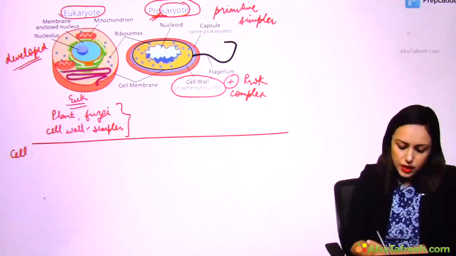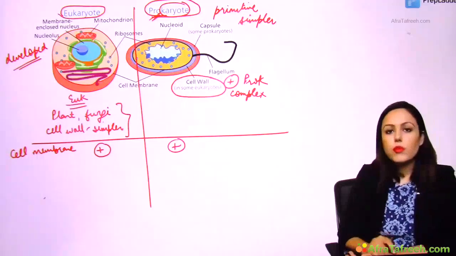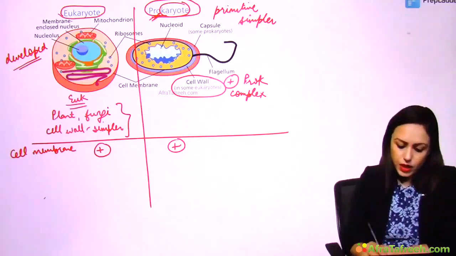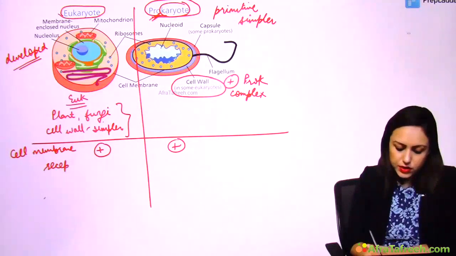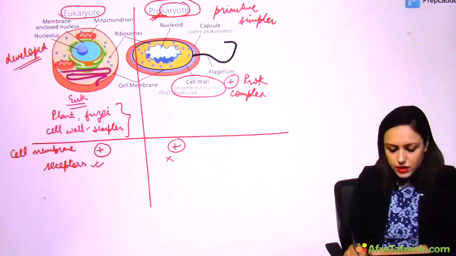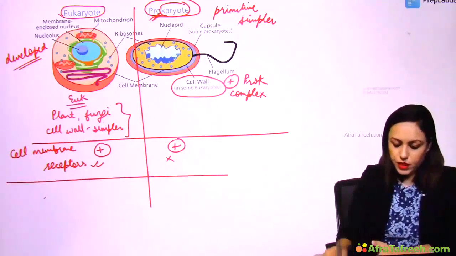Then cell membrane. Cell membrane is present in eukaryotes also, present in prokaryotes also, but in eukaryotes there are receptors attached to cell membrane, but these receptors are not present in prokaryotes, right?